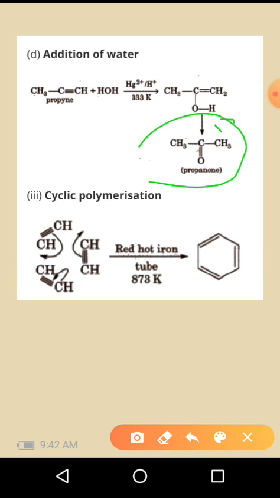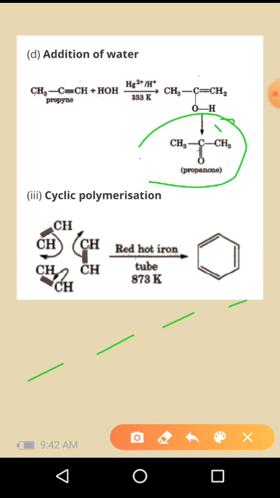Next one is polymerization. In polymerization, two types take place. One is linear polymerization, and the other is cyclic polymerization. In linear polymerization, ethyne molecules produce polyacetylene, which has a higher molecular weight. So in linear polymerization, a linear chain linkage will take place.